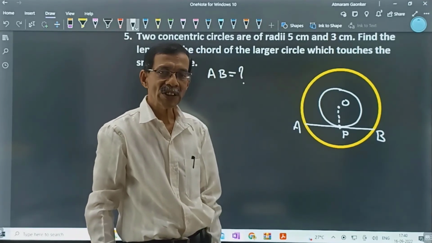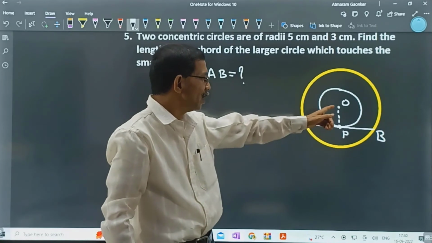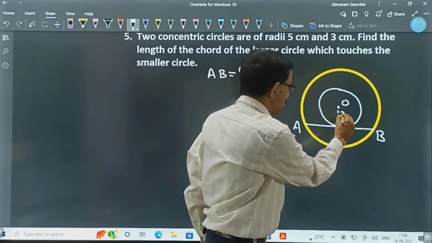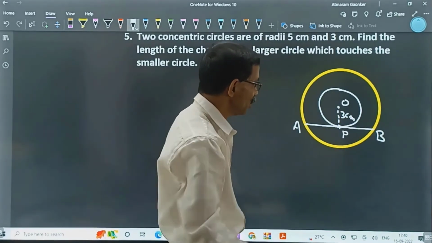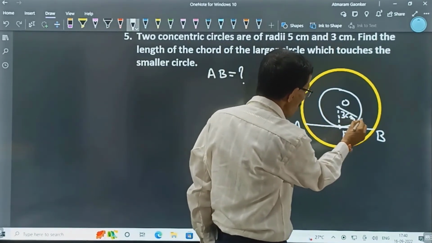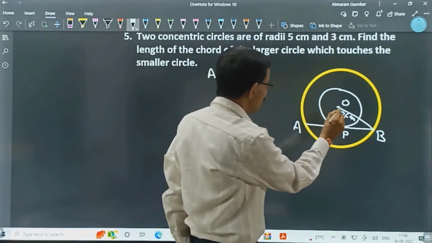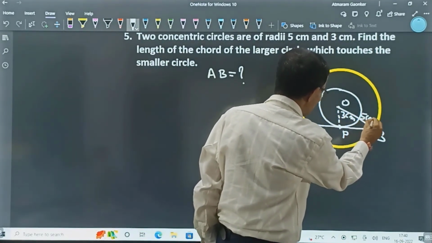Now, what is the radius of the smaller circle? It is given 3 centimeter. So OP is 3 centimeter. And if I join O and B, this becomes the radius of the bigger circle, and it is given equal to 5 centimeters.